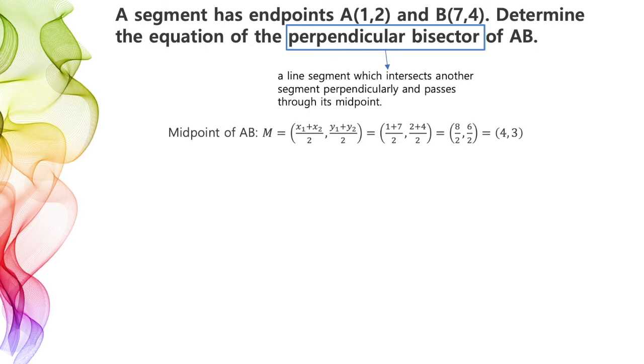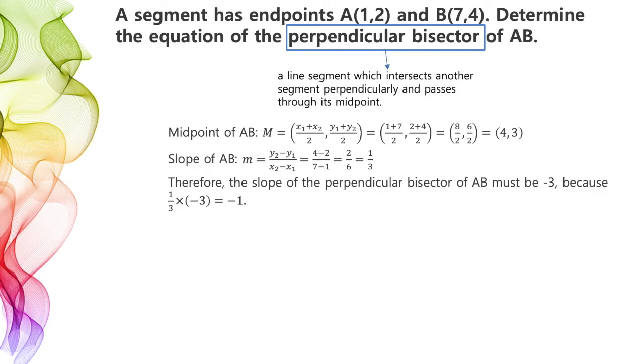Now, going back to the definition, we see that a perpendicular bisector must be perpendicular to the line it is bisecting, as the name suggests, which means that its slope multiplied by AB's slope must equal negative 1. We know that the slope is change in y over change in x, so the slope of AB, given the coordinate of its 2 points, would be 4 minus 2 divided by 7 minus 1, which simplifies to be 1 over 3. Therefore, the slope of AB's perpendicular bisector, which we call MN, must be negative 3.